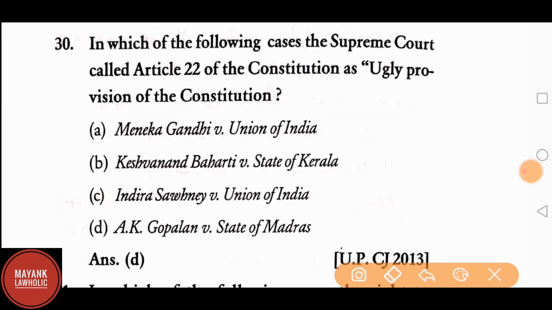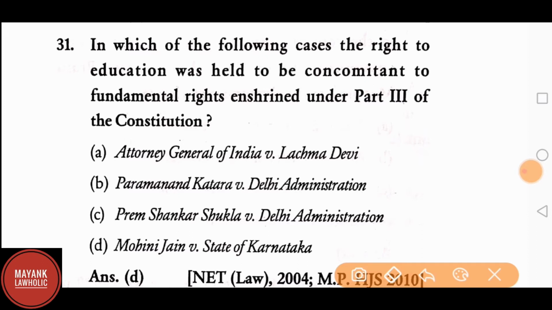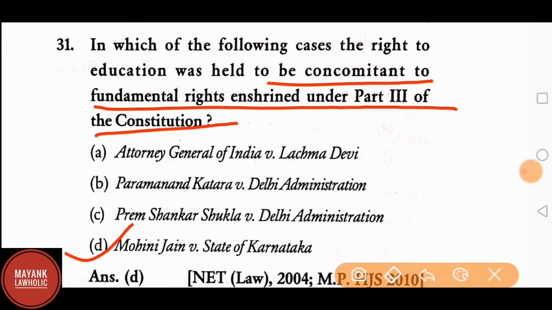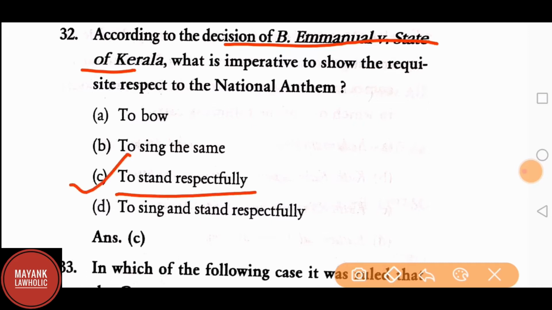Question number 30. In which of the following cases did the Supreme Court call Article 22 of the Constitution an ugly provision of the Constitution? The answer is D. A.K. Gopalan versus State of Madras. Question number 31. In which of the following cases was the right to education held to be concomitant to fundamental rights enshrined under Part 3 of the Constitution? Answer is D. Mohini Jain versus State of Karnataka. Question number 32. According to the decision of Bijoe Emmanuel versus State of Kerala, what is the imperative to show the requisite respect to the national anthem? The answer is C. To stand respectfully.